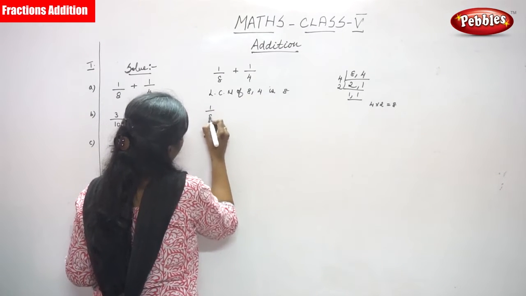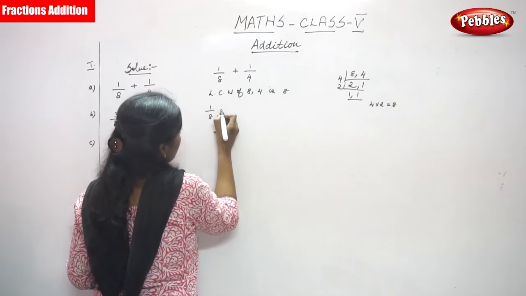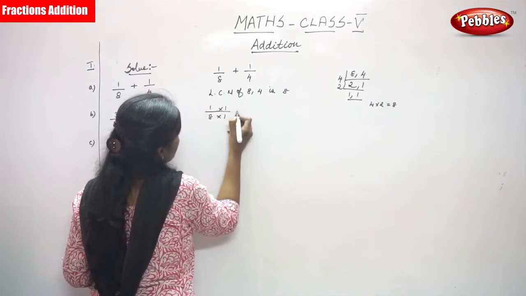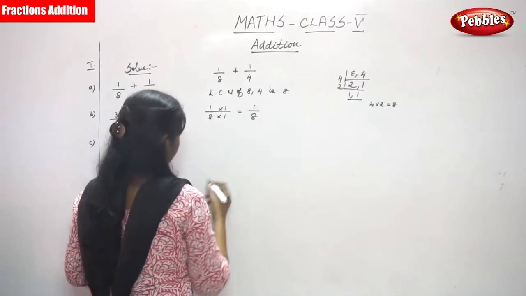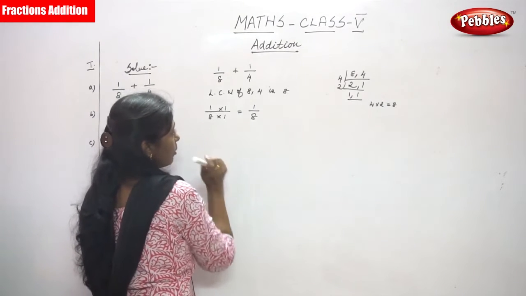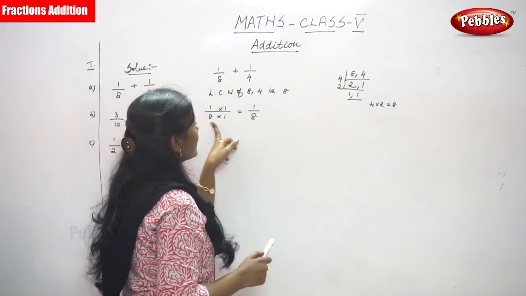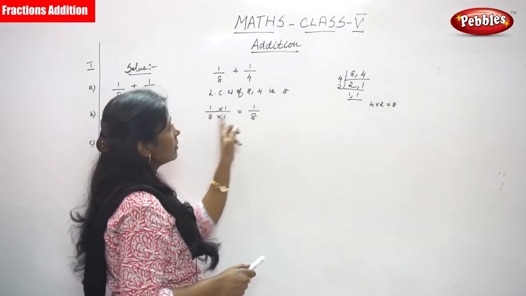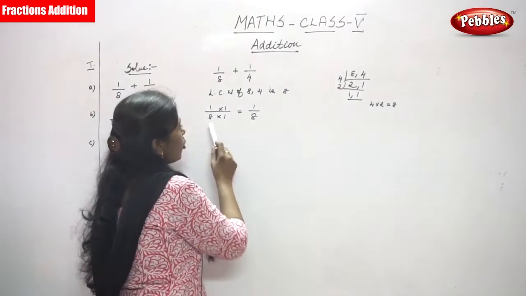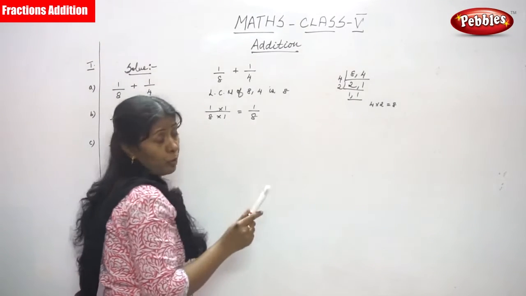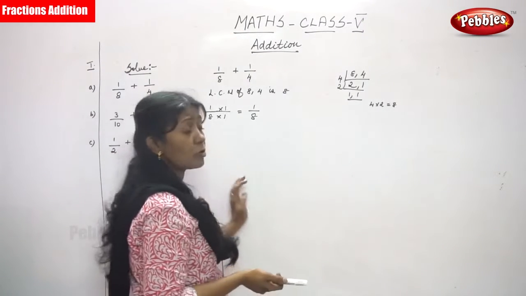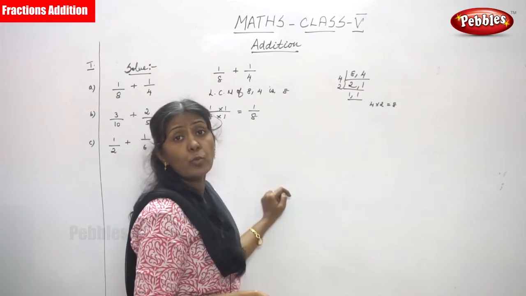Now 1 by 8 I am going to multiply into 1 into 1. See, the answer is 1 by 8. So 1 by 8 is the fraction. Why should I multiply by 1? That means, look at the denominator. The denominator is 8. That is the common denominator, or LCM is 8. So if I want to get the 8, I have to multiply by 1. So if the denominator is multiplied by 1, the numerator is also multiplied by 1. So you can get 1 by 8.